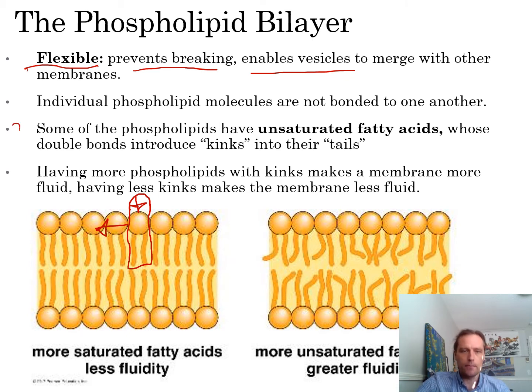Let's see. Bullet number 3. Some of the phospholipids have unsaturated fatty acids whose double bond introduces kinks into their tails. So this is referring to the diagram on the right here. And well, firstly, the kinks, these are those kinks that they're referring to. I'm highlighting one right here. And then you can see many other bends in the fatty acid tails. Each of those bending joints is where a double bond is.